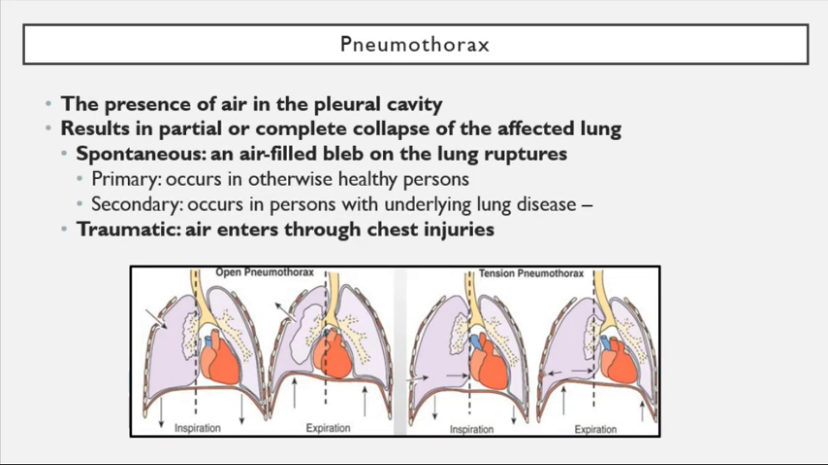And there's also pneumothorax, the presence of air in the pleural cavity. It results in partial or complete collapse of the affected lung, and can be spontaneous. If you have an opening of the thorax, it can cause air to come in, and you obviously can't expand because you don't have the pressure there. Traumatic pneumothorax is where air enters through the chest cavity.